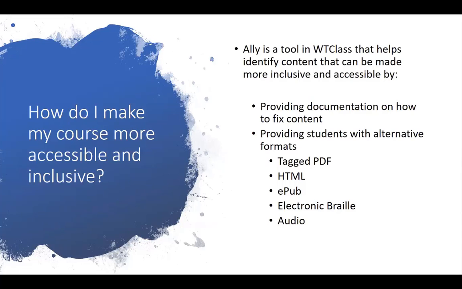Some of the other things are tagged PDFs. It'll do HTML files, so if students want to strip out some of the extra stuff, or they may not have Microsoft Word or Microsoft PowerPoint, it'll convert it to a more mobile-friendly format. EPUB for students that have that. Braille, if you have a blind student, they can also have it in a Braille format. There's lots of different options that it automatically does for you.